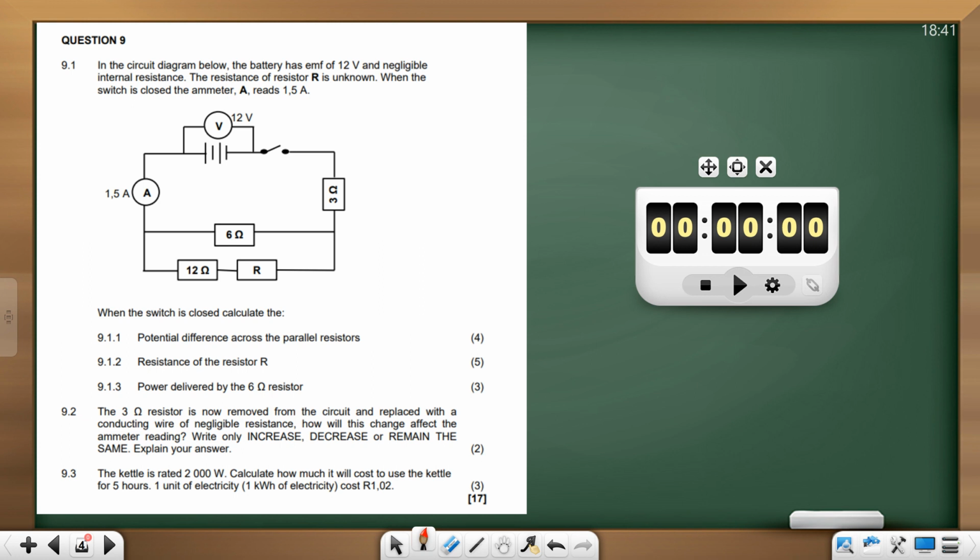Okay, our first answer. Seven comma five. What do you have? What is 9.1.2? 3. Okay. Mara has 8 ohms. Oh no, she has 1 ohm. Sorry, she's got 1. Okay, all right, we're gonna check. We'll check together.